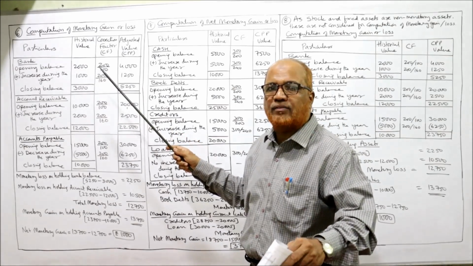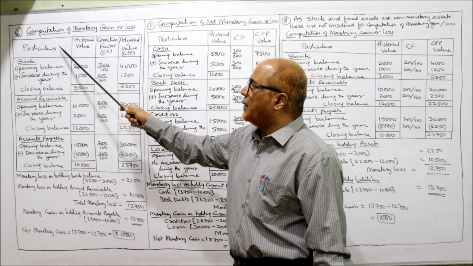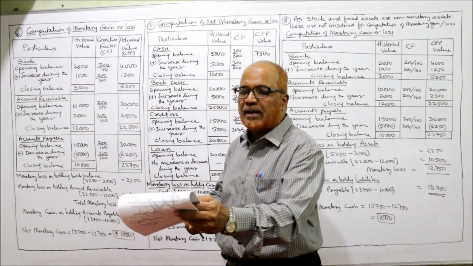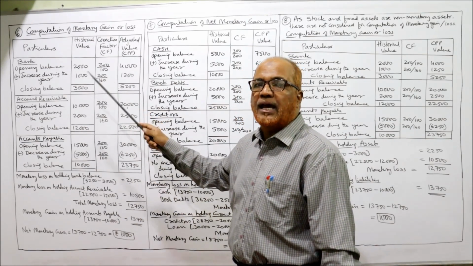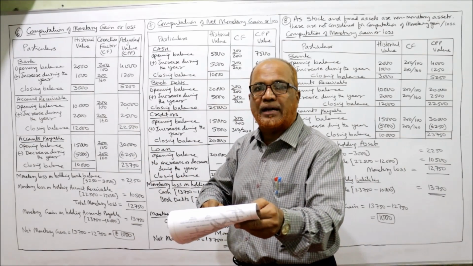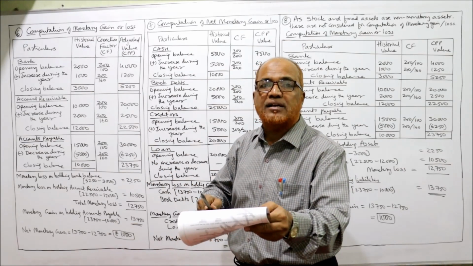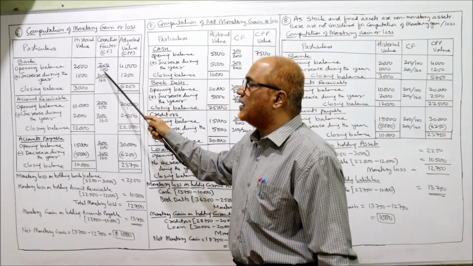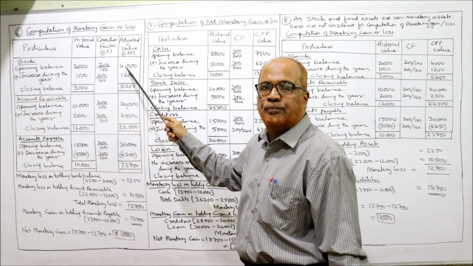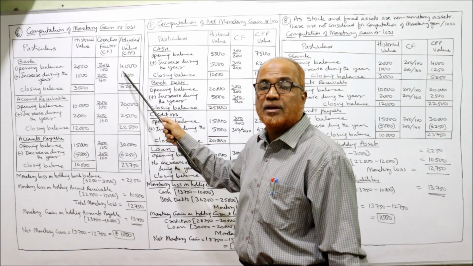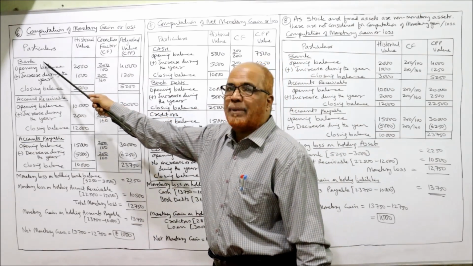Exactly same what we have done in the previous problem. The particulars, bank balance. Opening bank balance is given, 2000. So I have taken 2000. Now the correction factor will be: end of the year index number is 200 and beginning of the year index number is 100. So 200 by 100. So 2000 into 200 by 100, you will get 4000. This is the CPP value of opening bank balance.